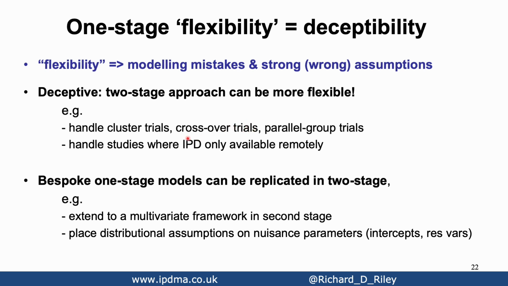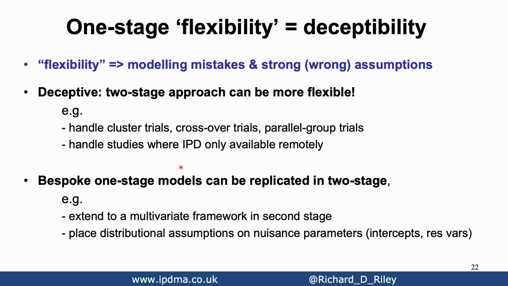It's quite easy to handle cluster trials, crossover trials, and parallel group trials in the same analysis. Whereas in a one-stage model, trying to handle all those together would be quite challenging. It can also handle studies where IPD is only available remotely, so you can't actually have it all in-house, but you can analyse it remotely or extract summary estimates remotely for those studies and then pool them in the second stage with the other studies that you do have IPD for.